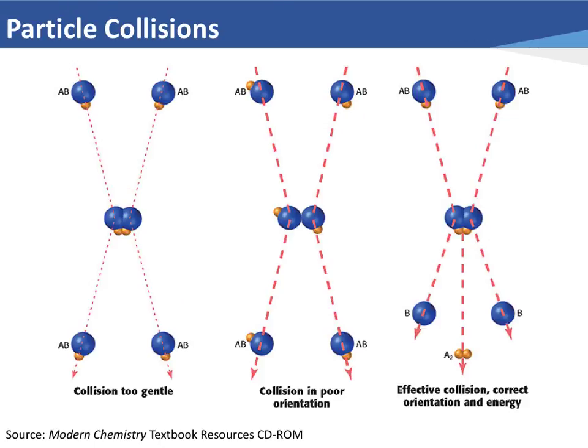Particle collisions must be with enough energy and with the right orientation. So maybe the collision is too gentle, nothing happens. Or maybe there's enough energy, but it's the wrong orientation. So here I have enough energy, and I have the proper orientation. So this is some generic reaction where 2AB is going to react to make A2 plus 2B particles. So not only do I need enough energy, but I need the proper orientation. So not all collisions will be successful collisions.